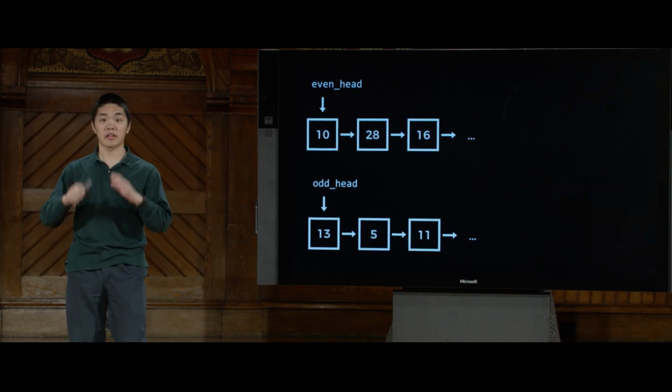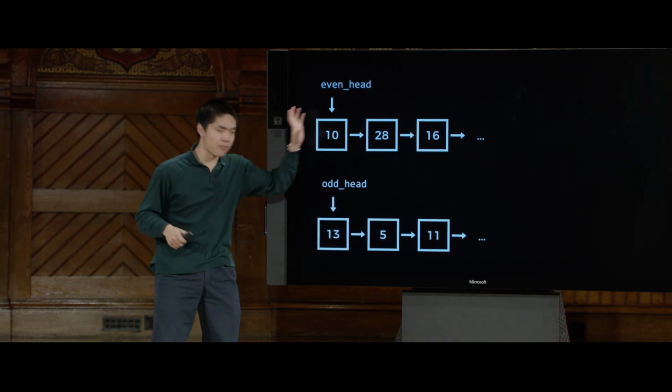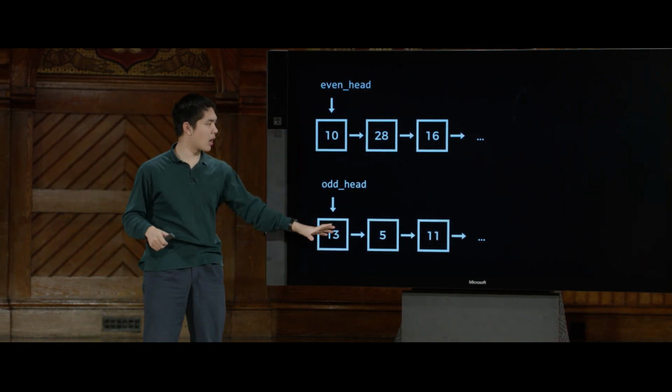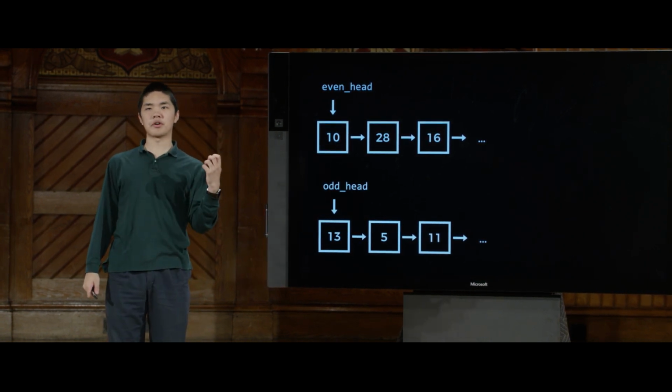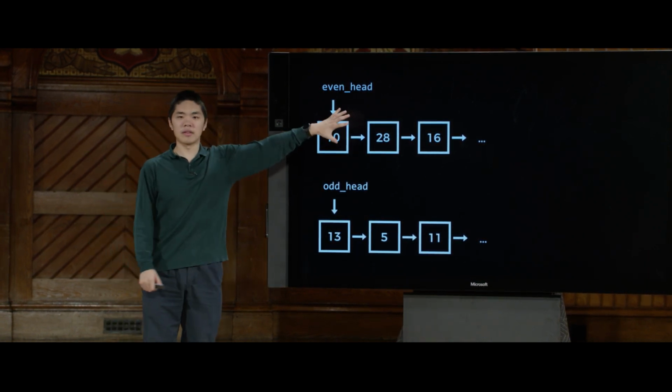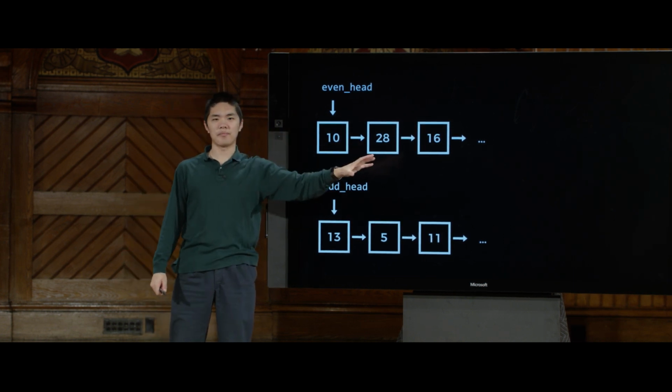Rather than one linked list, let's have two linked lists. Let's have a linked list of my even numbers and a linked list of my odd numbers. If a number like 50 comes around, I say, OK, is 50 even or odd? It's even. All right, it belongs in the even list. I put it in the even list.